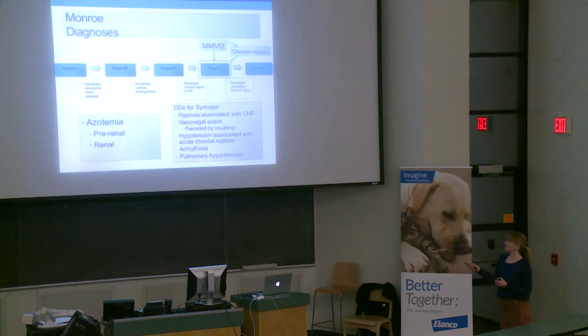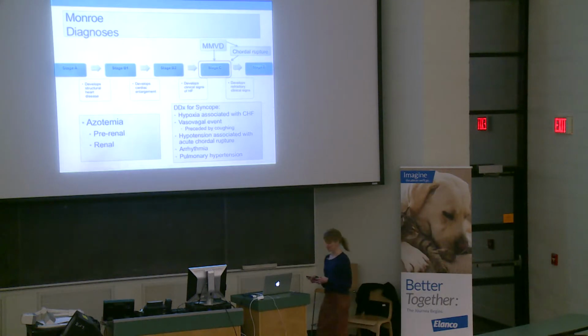Or was he hypotensive associated with the acute chordal rupture? Was his blood pressure low at those times because of that chordal rupture? Did he have an arrhythmia? Does he have pulmonary hypertension? Or is it some combination of these things? So that's the other thought.